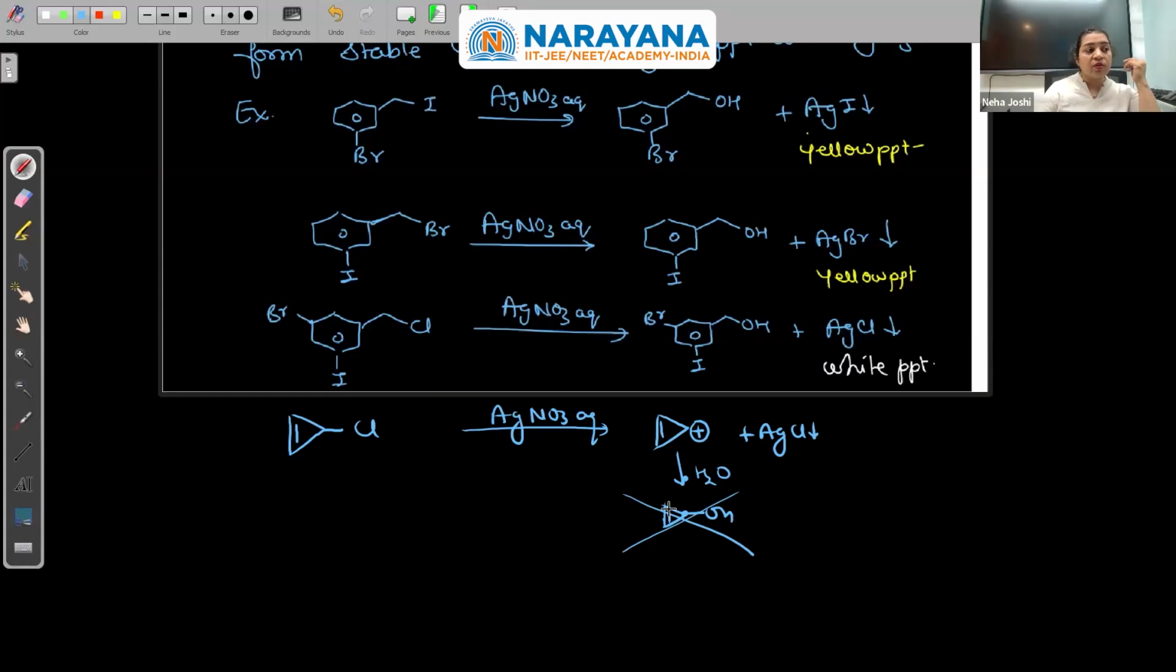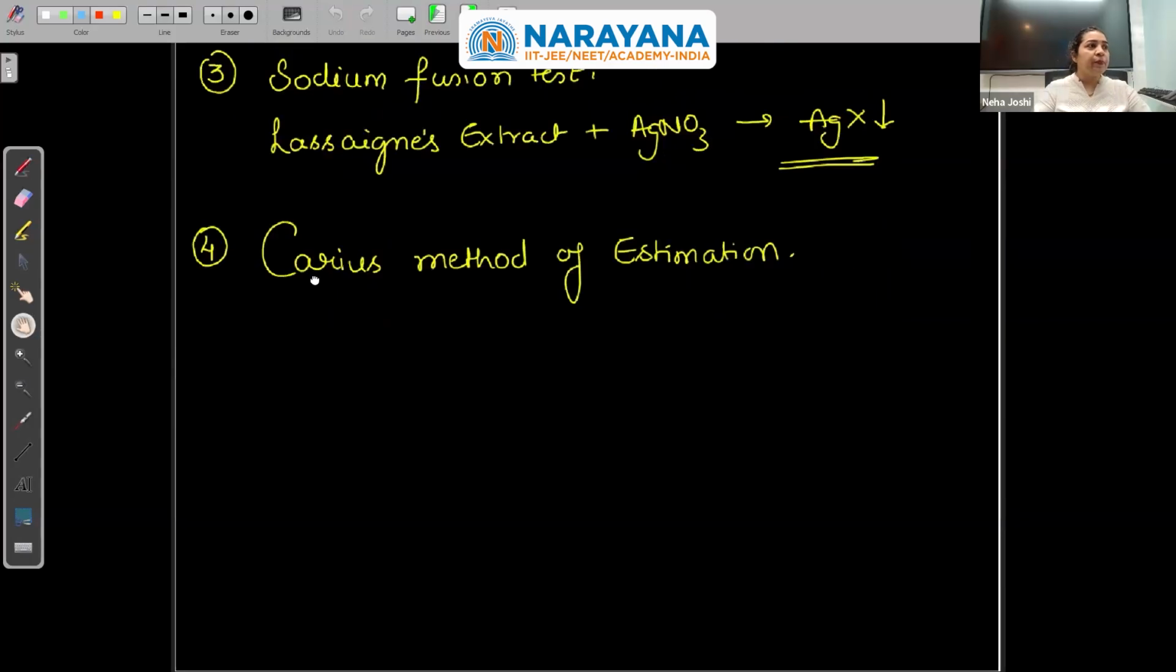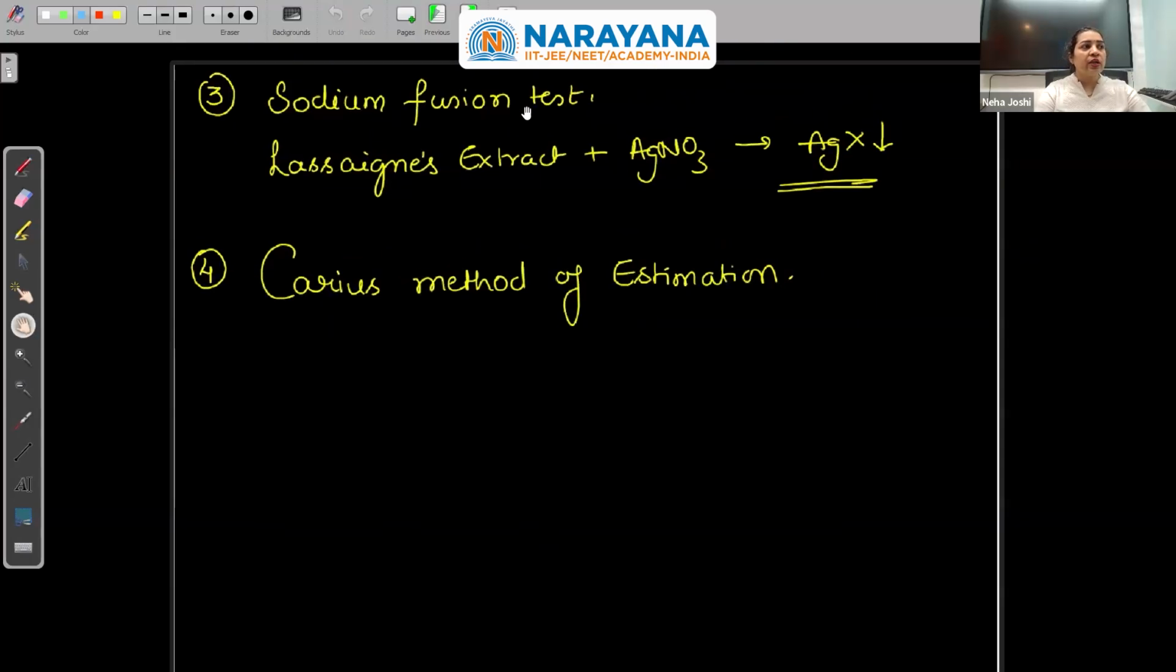So it will not form this product. It will not form this type of bond. Clear? Moving further, sodium fusion test.